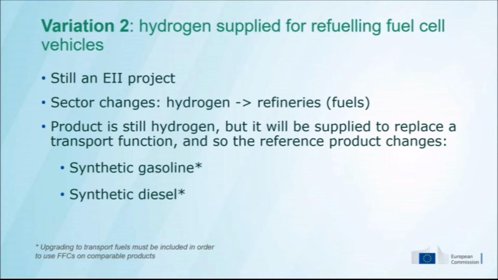So I think I better speed up a little bit. Variation 2, hydrogen is supplied for refueling fuel cell vehicles. So again, I just want to reiterate, we've used hydrogen as an example simply because it's a relatively simple starting point. So now instead of just making hydrogen or using the hydrogen to make an e-fuel, you're looking at refueling a fuel cell vehicle. So it's still an EII project.